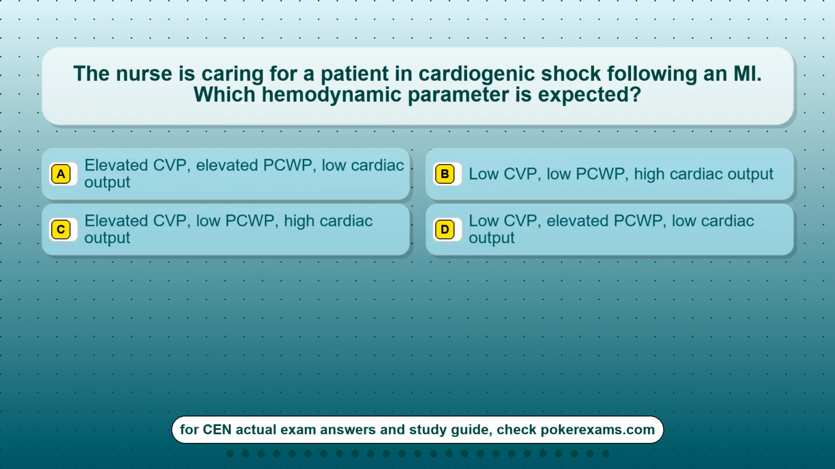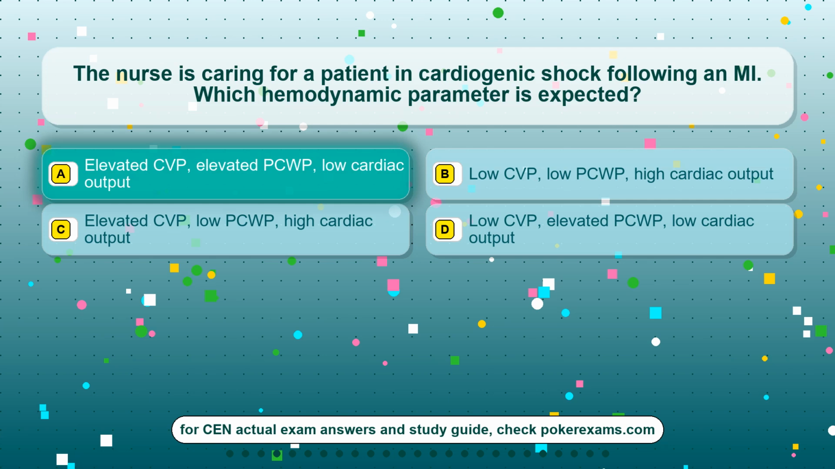Question 5. The nurse is caring for a patient in cardiogenic shock following an MI. Which hemodynamic parameter is expected? Option A, elevated CVP, elevated PCWP, low cardiac output. Option B, low CVP, low PCWP, high cardiac output. Option C, elevated CVP, low PCWP, high cardiac output. Option D, low CVP, elevated PCWP, low cardiac output.